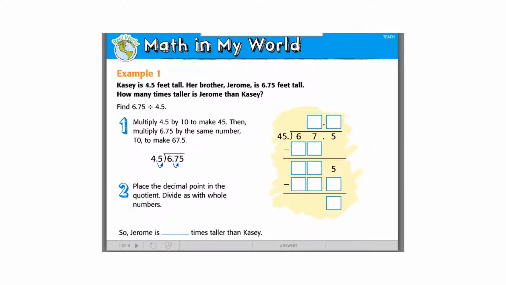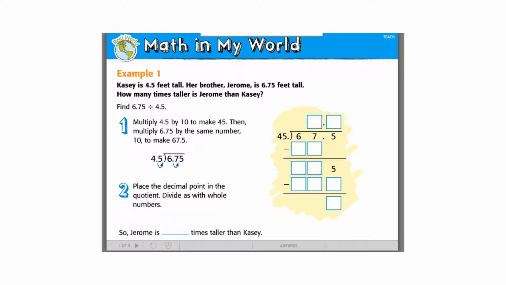Okay, look over at your work page, example number 1. Give you about 10 seconds to make sure you're with me on this page. 7, 6, 5, 4, 3, 2, 1, 0. Example number 1 says, Casey is 4 5/10 feet tall. Her brother Jerome is 6 7/75 feet tall. How many times taller is Jerome than Casey?